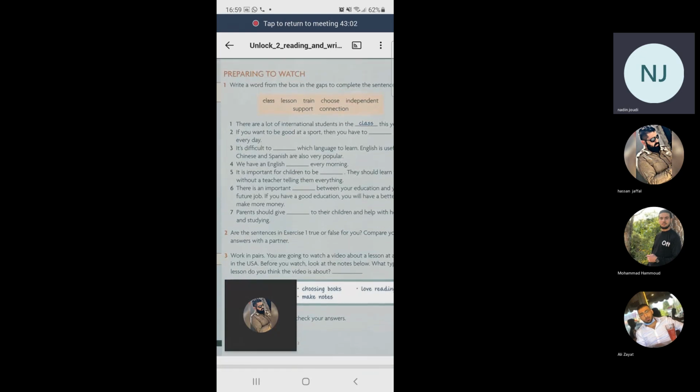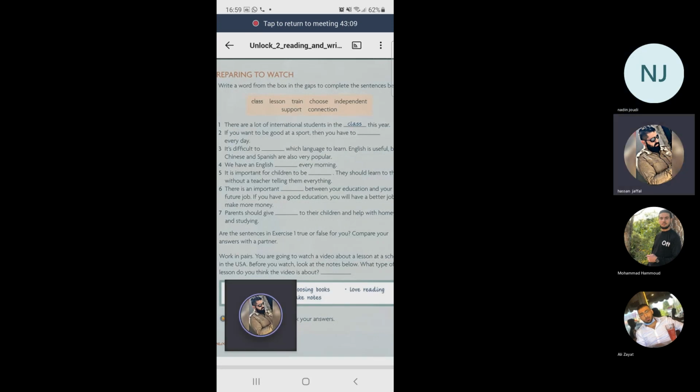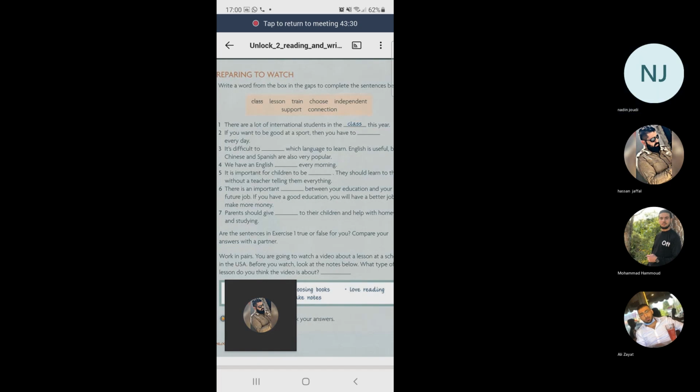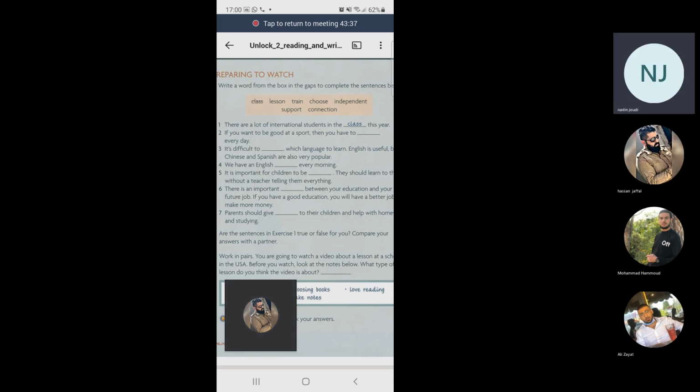Let's move backward to number one. Which tense is used and why? There are a lot of international students in the class this year. Which tense is used? There are now, present tense. Because we are telling facts, we are telling knowledge, information, true information, then we use present tense. The tense used here is present tense.